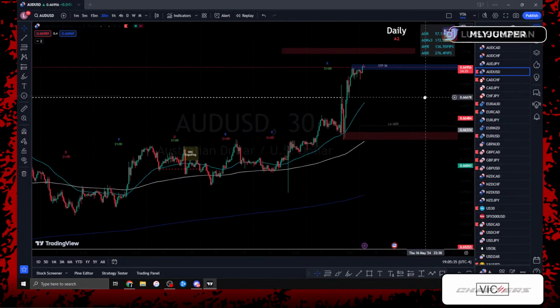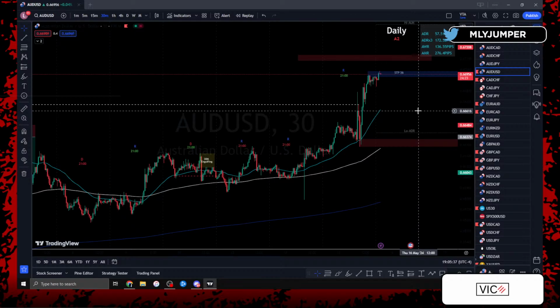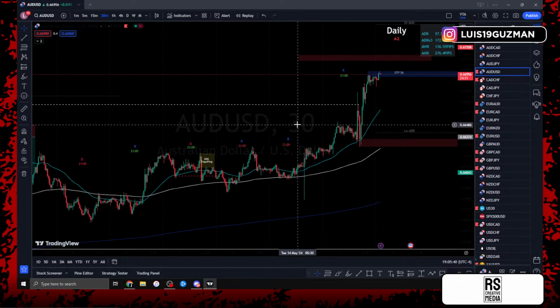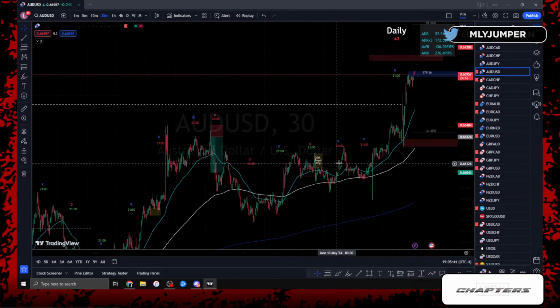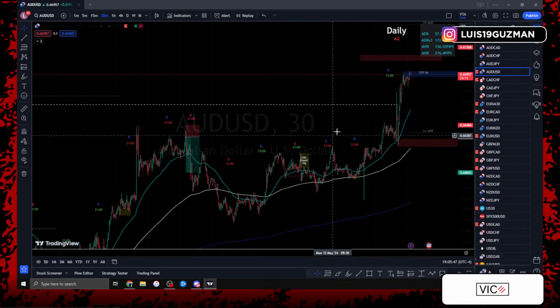So we're still going to wait it out. We have 3 days of rise. After 3 days of rise, we know the market must chop or drop. At this point, we're still above all the EMAs. We're still making higher highs and higher lows.